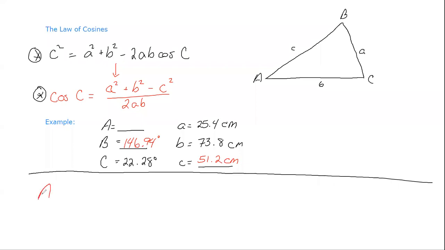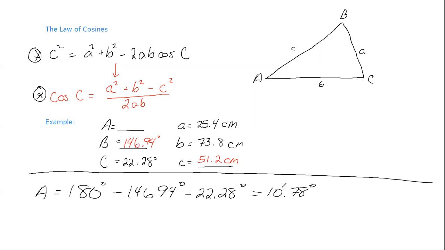So what we're using is that angle A is 180 degrees minus the 2 angles that we know, 146.94 degrees minus 22.28 degrees. And this is going to give us a value that is 10.78 degrees. Now this is a small angle, but it's positive, so it's still a valid value for angle A. And this is the last remaining quantity, 10.78 degrees.